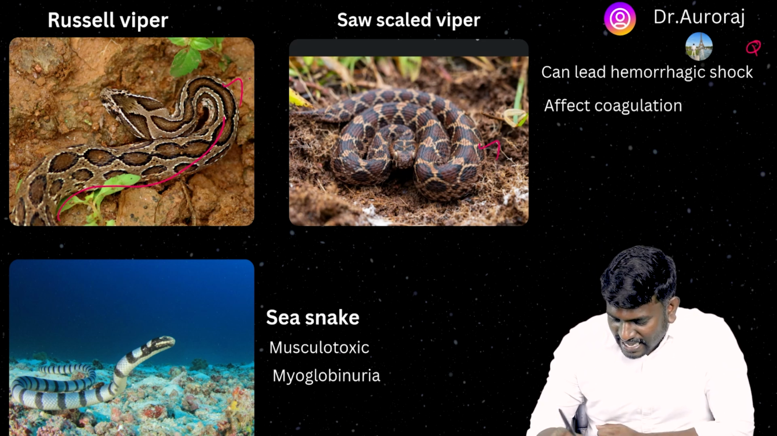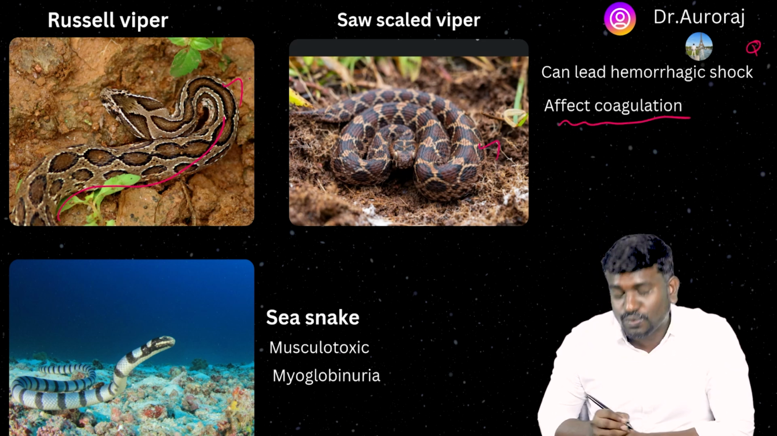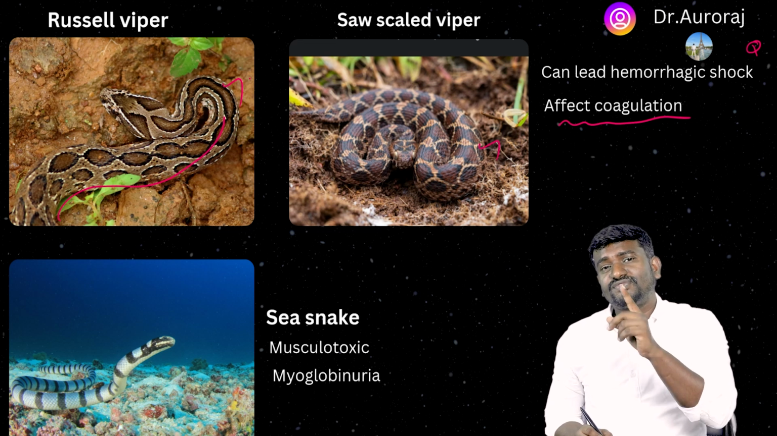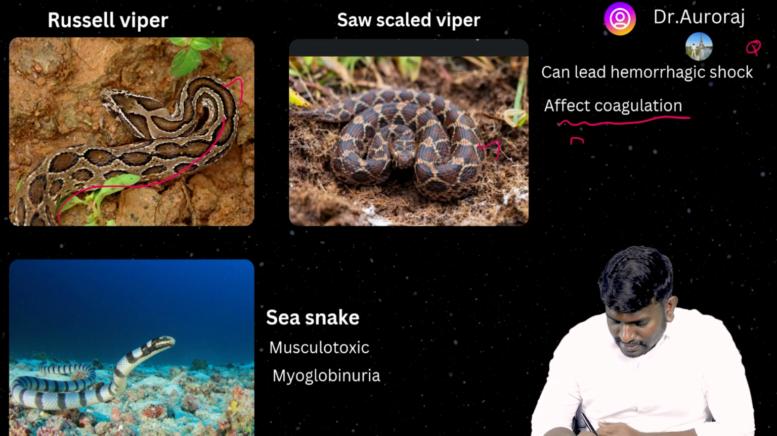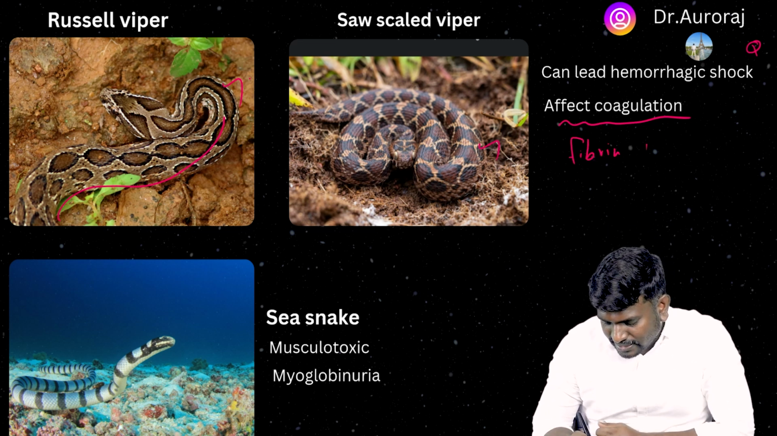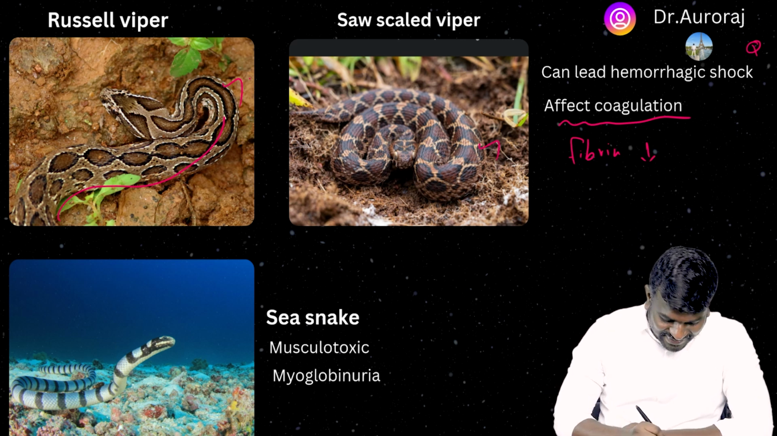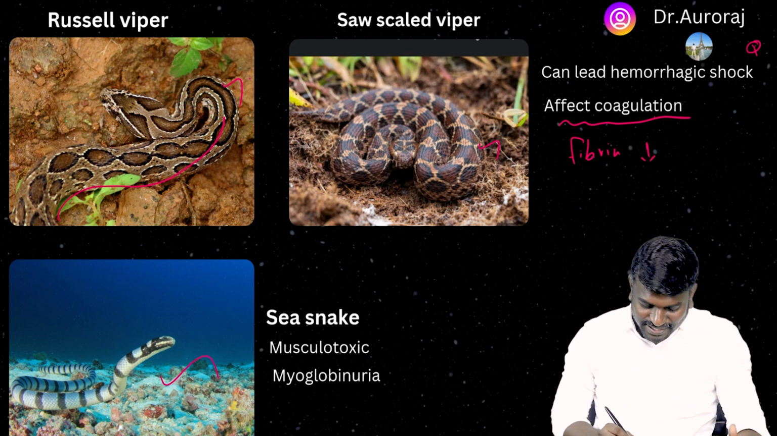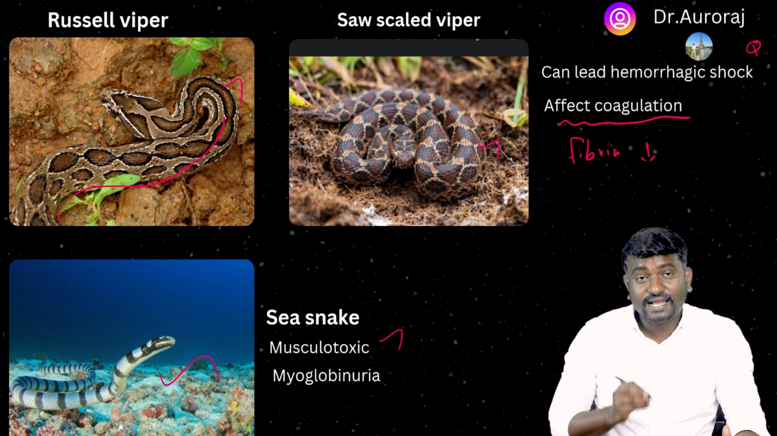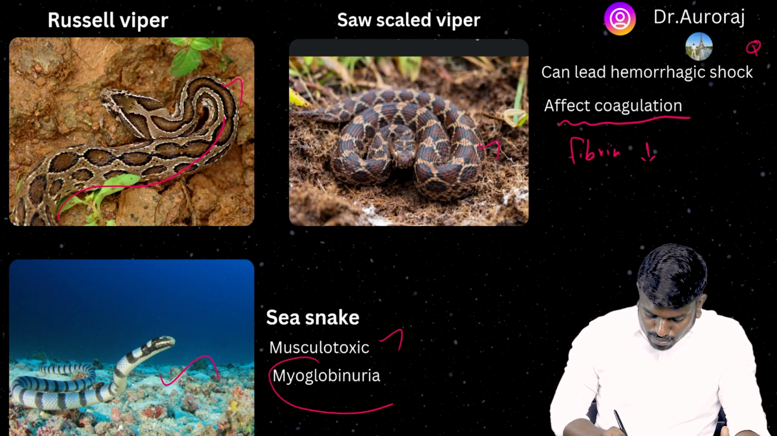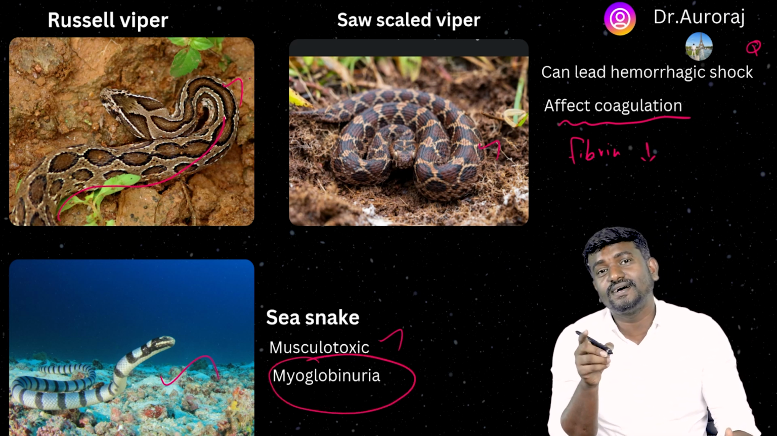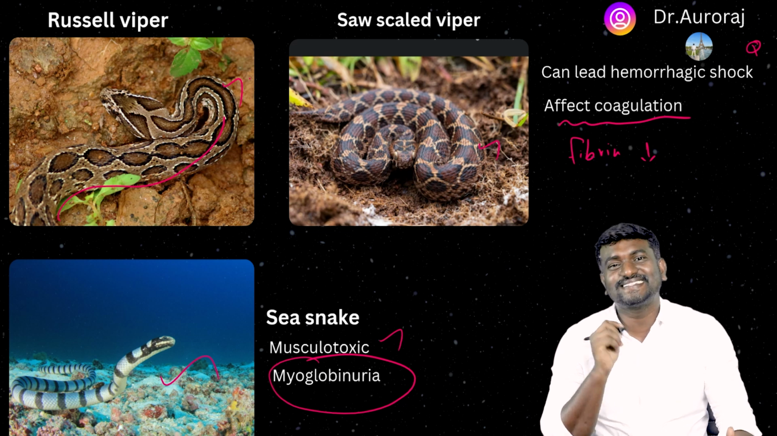Question to remember. And it can lead to what? Affects the coagulation. Yes, the fibrin and the fibrin clotting factors are going to be decreased after the bite in the body. Yes, and this is going to be what? Sea snake. It is going to lead to musculotoxic, and especially what happens? Myoglobinuria is going to be seen after sea snake bite. Yes.